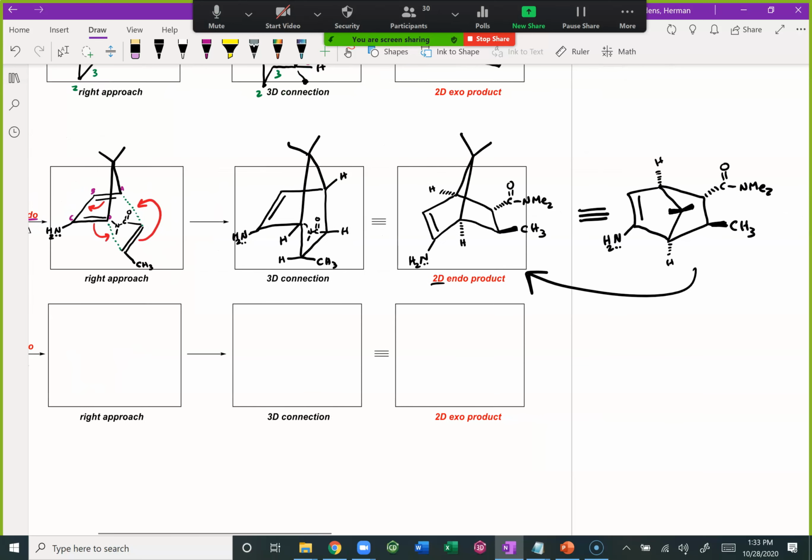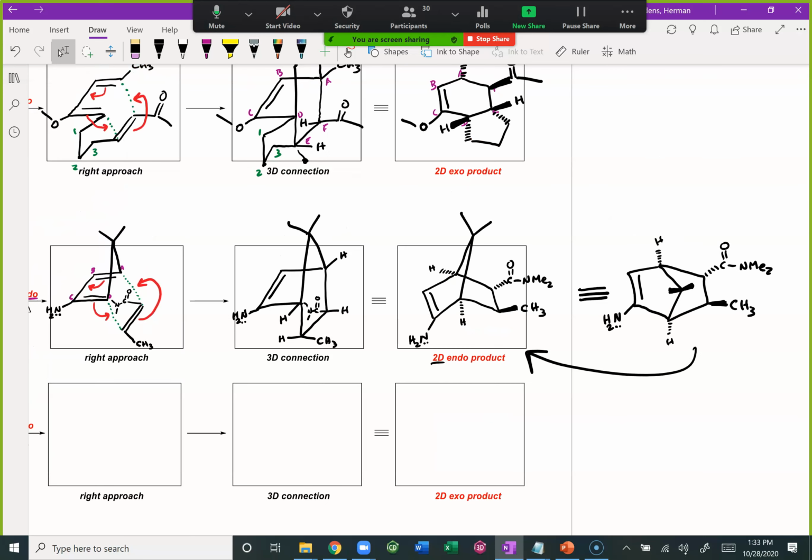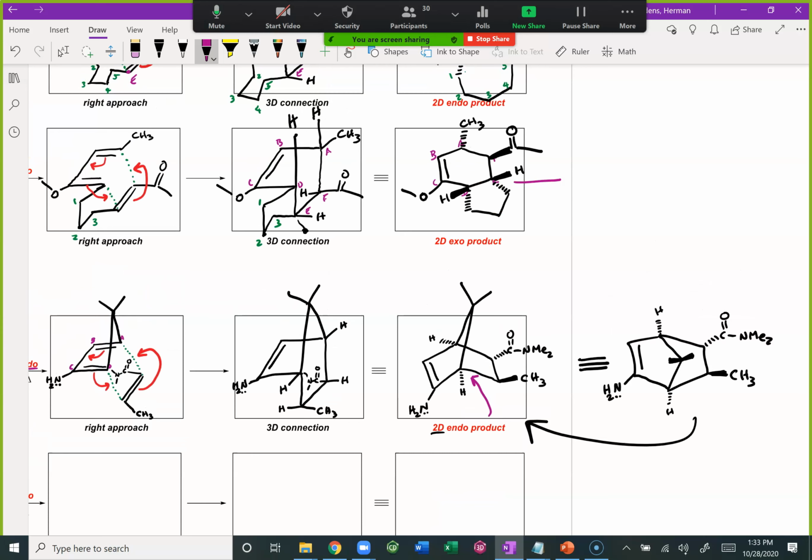Notice that this is the reason for the fused rings. Most books want you to represent the stereochemistry of those hydrogens. In this case, it's down. In this case, right here, the hydrogens will be up.